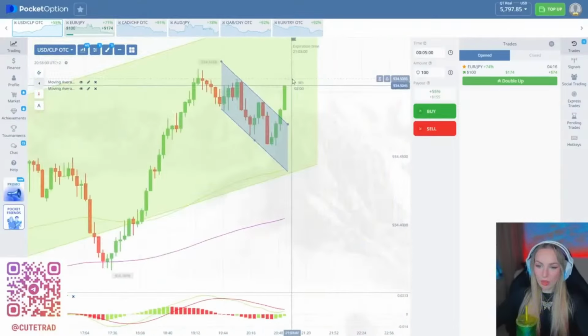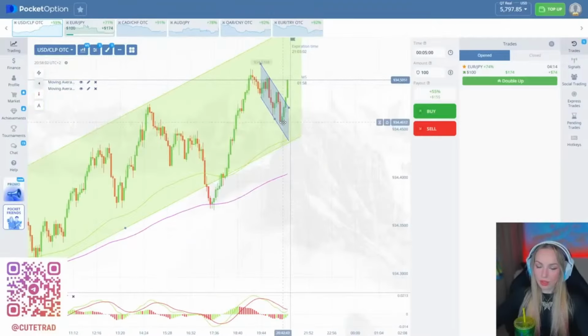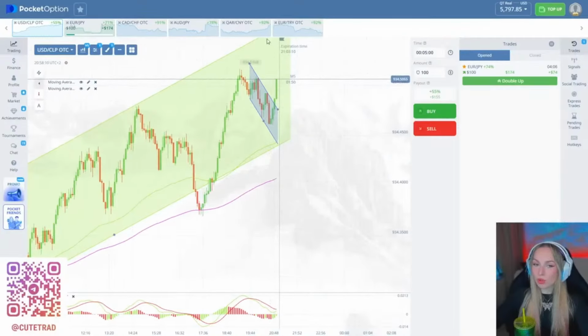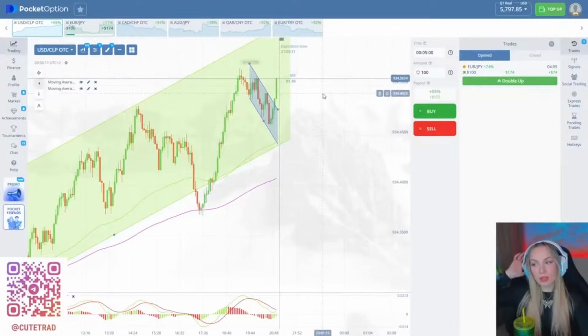Look, this one actually flew away, even though it didn't touch the support. Halfway going to the support, it went up to touch the resistance again. Maybe the price wants to break the resistance here. It can be.